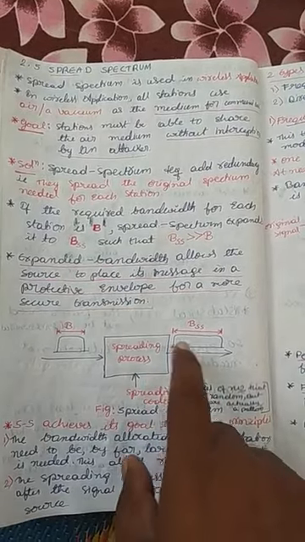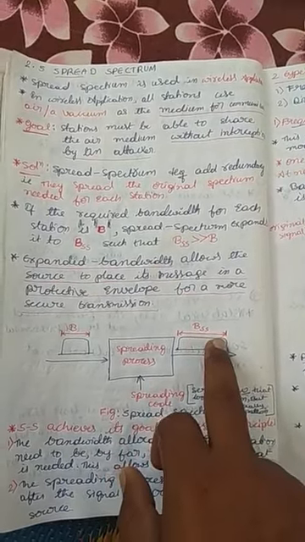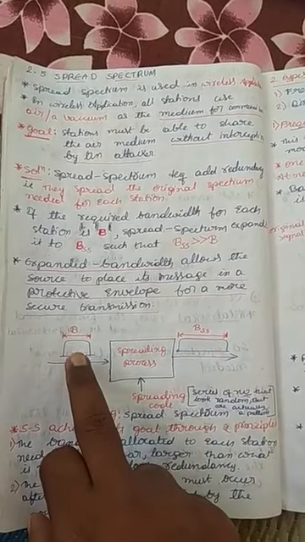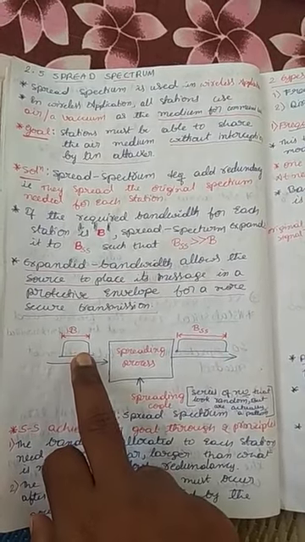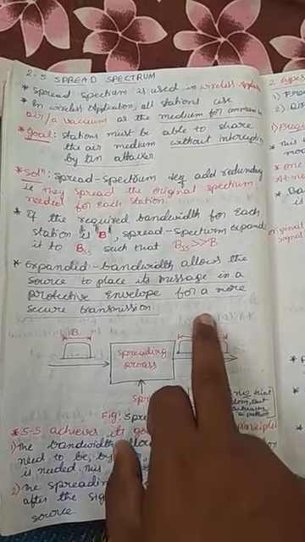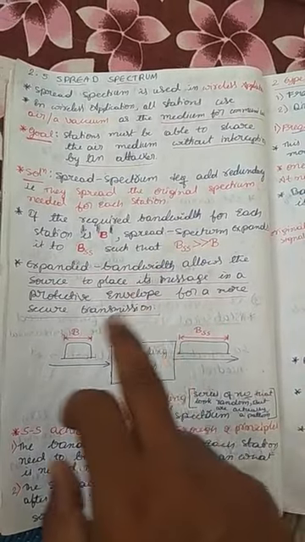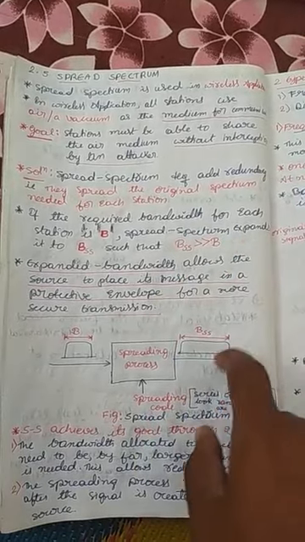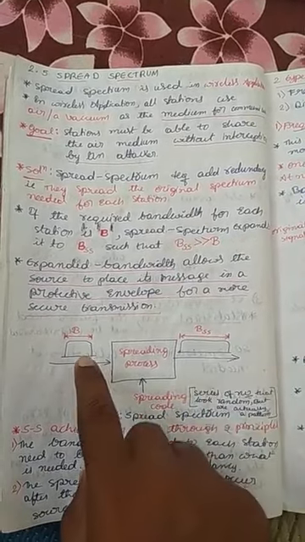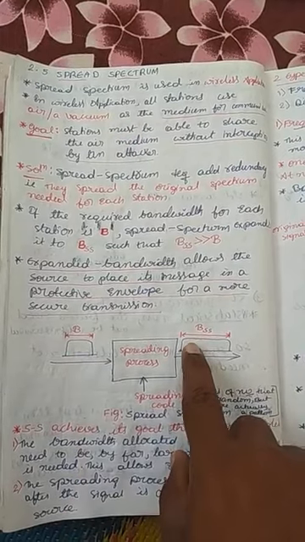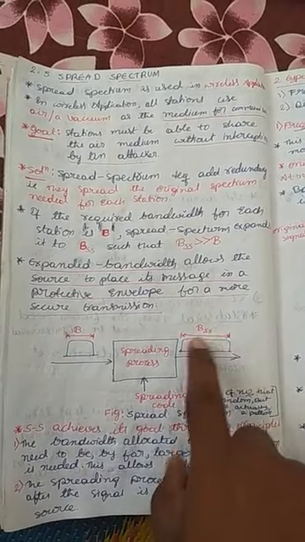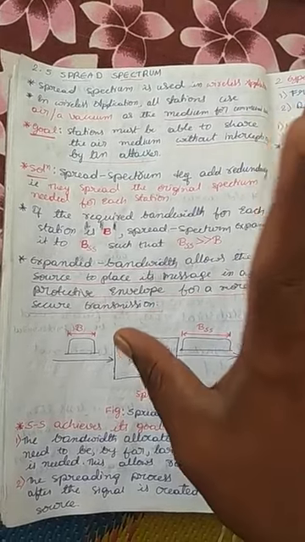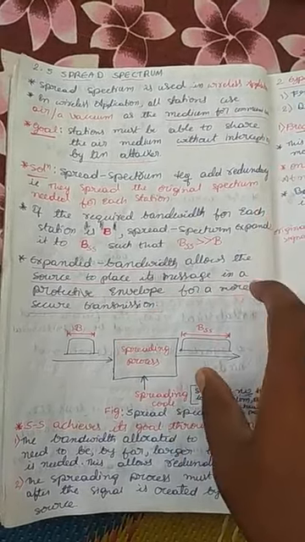This expanded bandwidth will place the source message in a secure form, like an envelope, for secure transmission. That is the concept of spread spectrum.